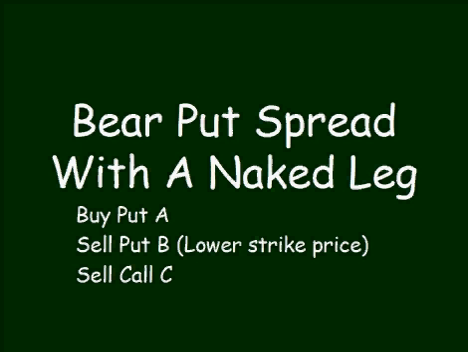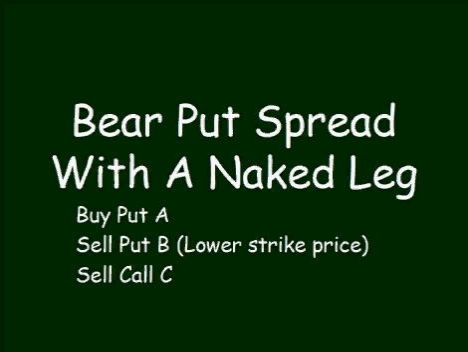All right, this is a bear put spread with a naked leg. It involves three different options. You're buying put A, your primary option, or your money maker. You're selling put B, just as you would do in a bear put spread. That's the first part of the trade.